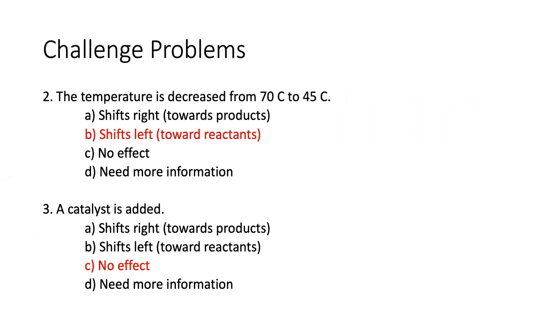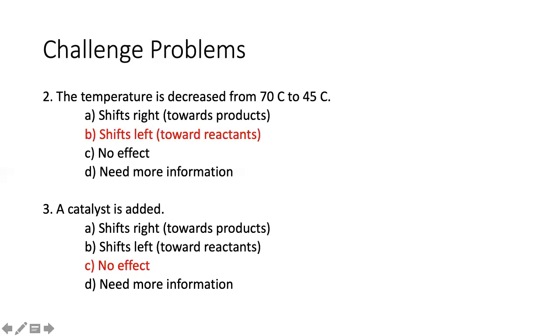3, a catalyst being added should have no effect. A catalyst allows you to reach equilibrium much quicker, right? Remember, it lowers that activation energy, it lowers the energy barrier, so you can reach equilibrium faster, but a catalyst does not actually shift or affect equilibrium, okay? Again, it decreases the time to get to equilibrium, but it doesn't actually shift equilibrium itself. So no effect should be for 3.